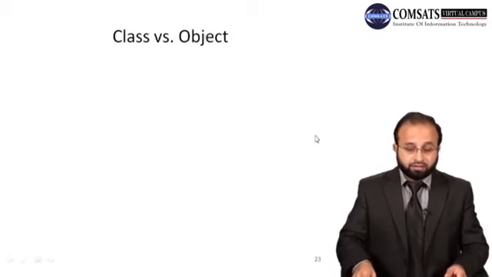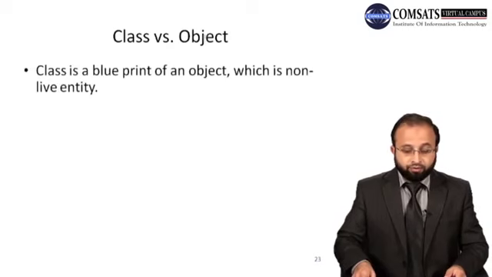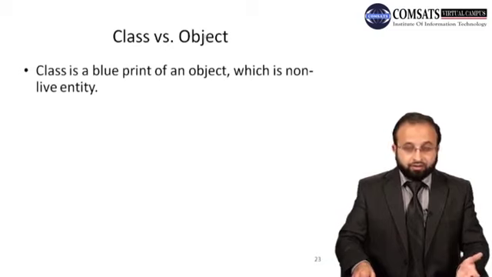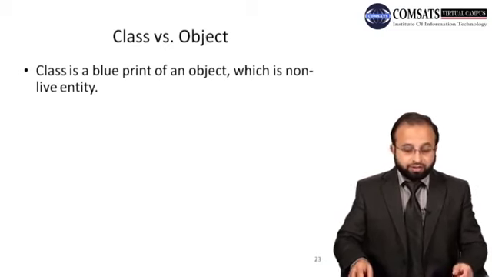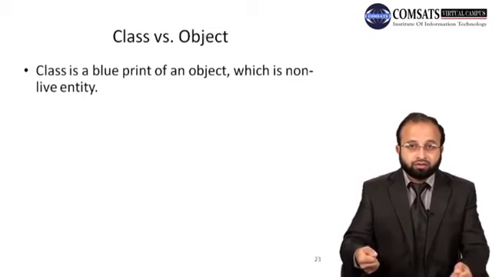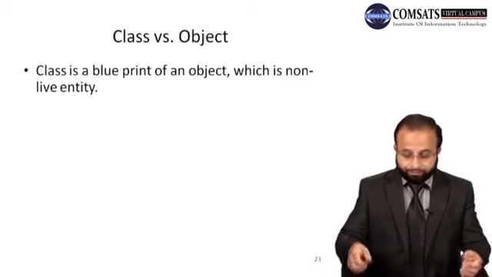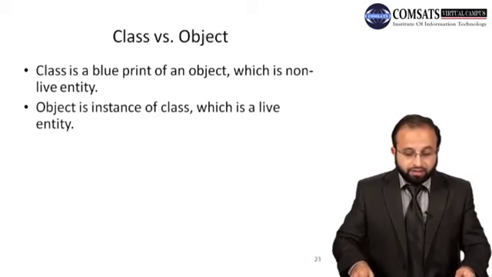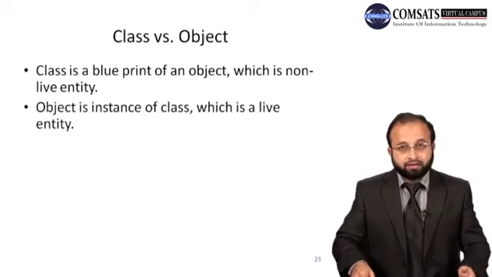Now, object versus classes. A class is a blueprint of an object, which is a non-living entity. So we can say the class is on the paper basically, so that is something that is not living. An object is an instance of a class, which is a living entity.